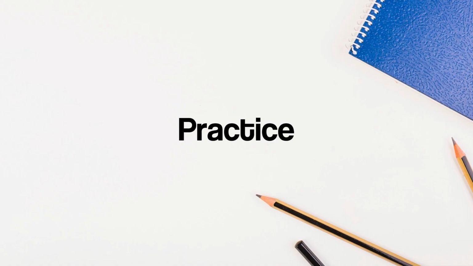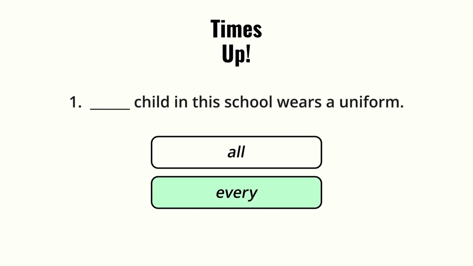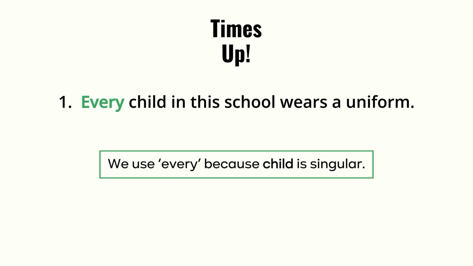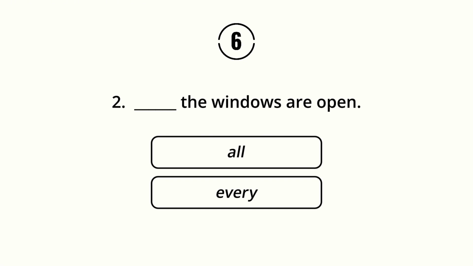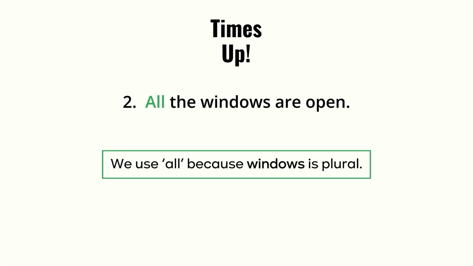Practice. Choose all or every. Every child in this school wears a uniform. We use every because child is singular. All the windows are open. We use all because windows is plural.